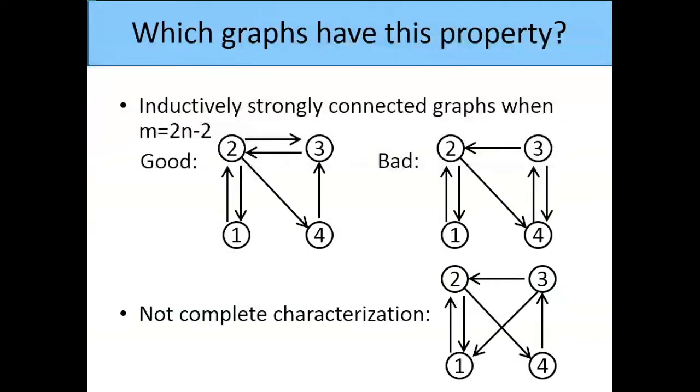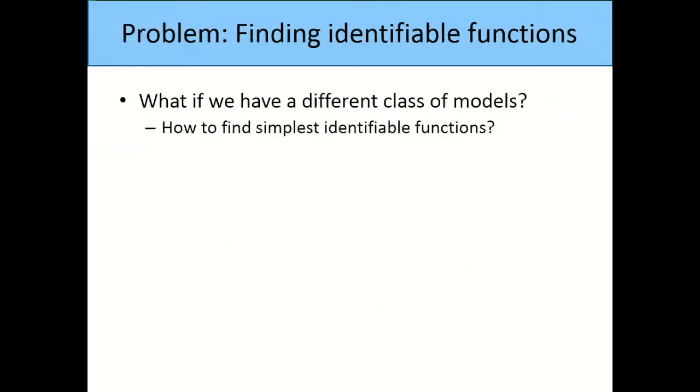There is one special compartment, so that's why we start at 1. Good point. Unfortunately, this is just a sufficient condition, not a necessary condition, because here's an example of a graph that is not inductively strongly connected. However, the corresponding model with input-output at 1 and leaks from every compartment unfortunately has an identifiable scaling reparametrization.